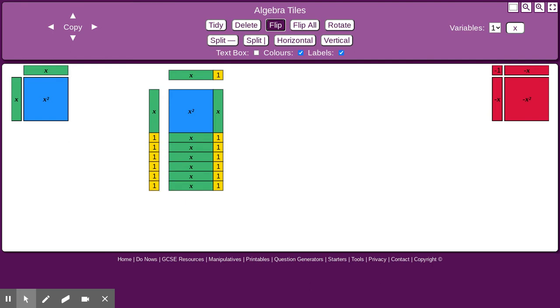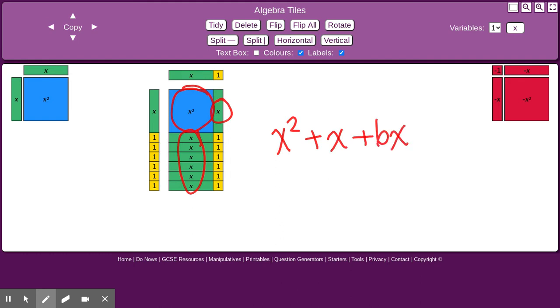So what we've done is we've taken our x plus 1 and our x plus 6 and multiplied them together, and we get this total thing in here that is x squared, and then we have 1 x here, and we have 6 more x's here. So we have x squared plus x plus another 6 x's plus 6 1s, so that's plus 6.